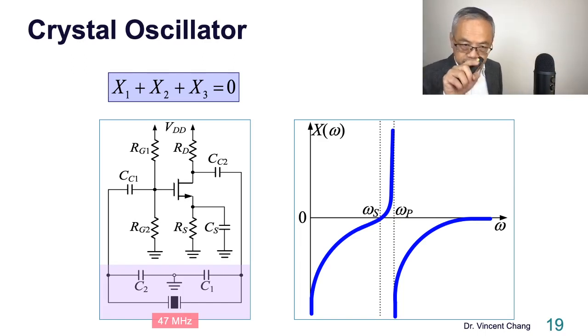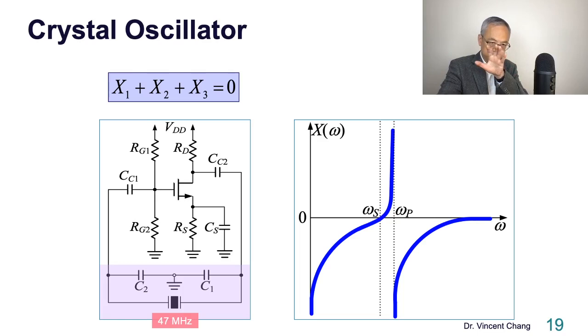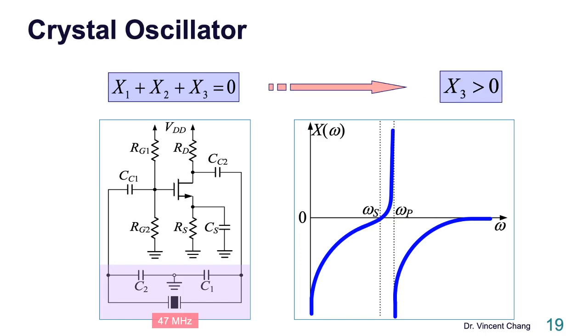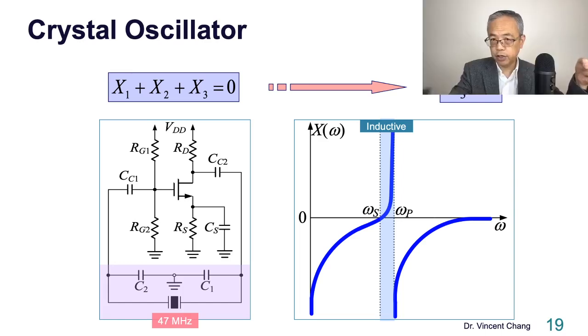Now, within the frequency selective network, the purple highlight, you have seen C1 capacitive, X1 is less than 0. X2 is also less than 0. So which means X3 has to behave as what? An inductor. X3 has to be inductive. So when X3 has to be inductive, this means the frequency of oscillation, to satisfy this, there is only one possibility. The frequency of oscillation has to be located within the blue band.